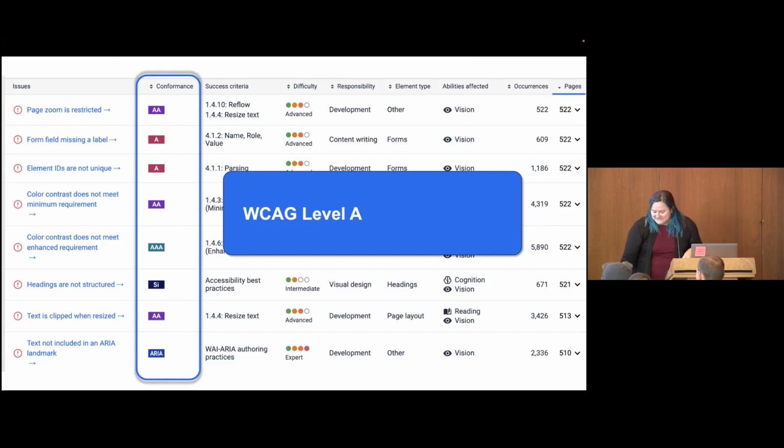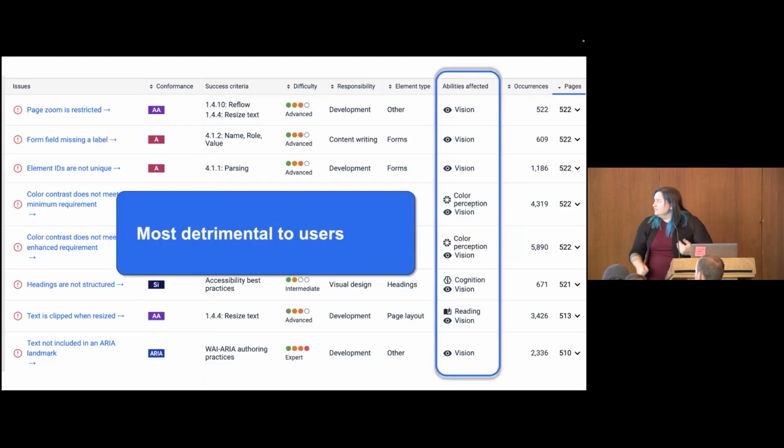Okay, awesome. So that is one way of deciding what is a priority when I'm looking at this giant list of issues. Another is maybe the most detrimental to users, and this is where you need to take a little bit of an analytic approach. In the Siteimprove platform, we do offer a column in this issues list that says abilities affected, and we have things like vision and color perception, vision, cognitive, vision, reading, and so on, and different combinations of those per issue.